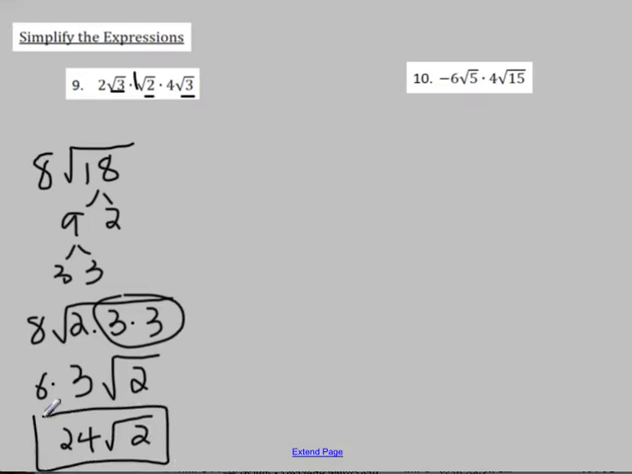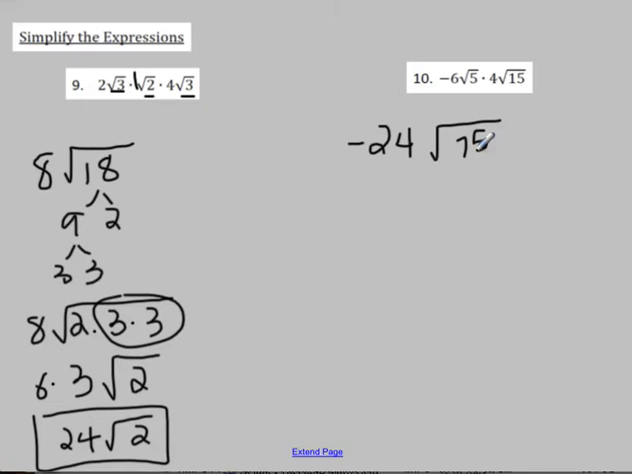Now, taking a look at number 10, again, I'm going to multiply those numbers on the outside. So I'm going to take negative 6 times 4. Negative 6 times 4 is negative 24. And then left underneath the radical, I'm going to have 5 times 15. Well, that's going to give me 75.